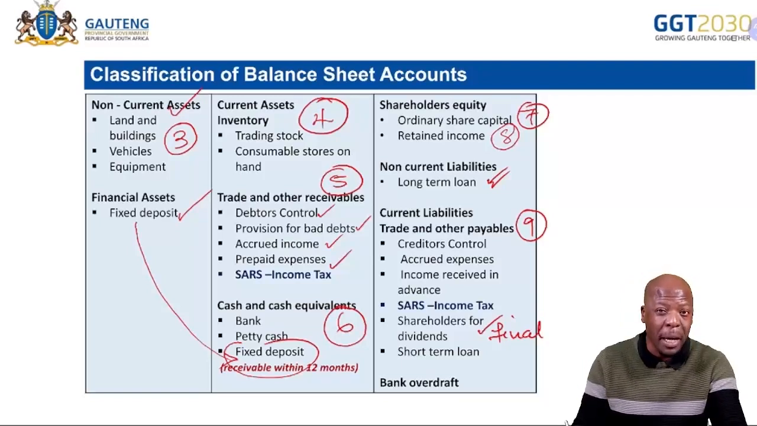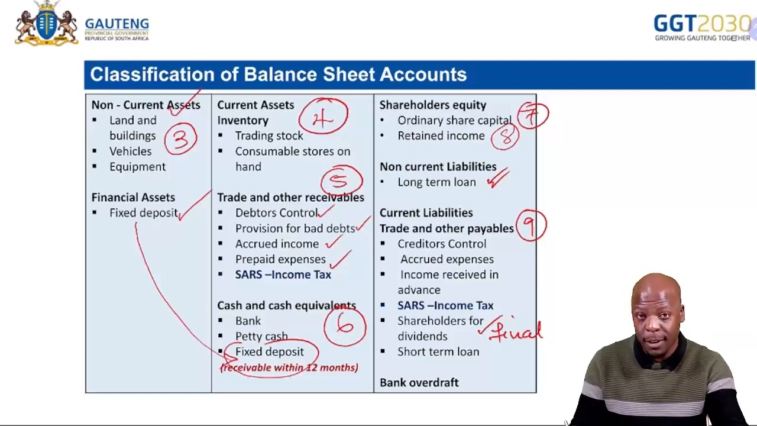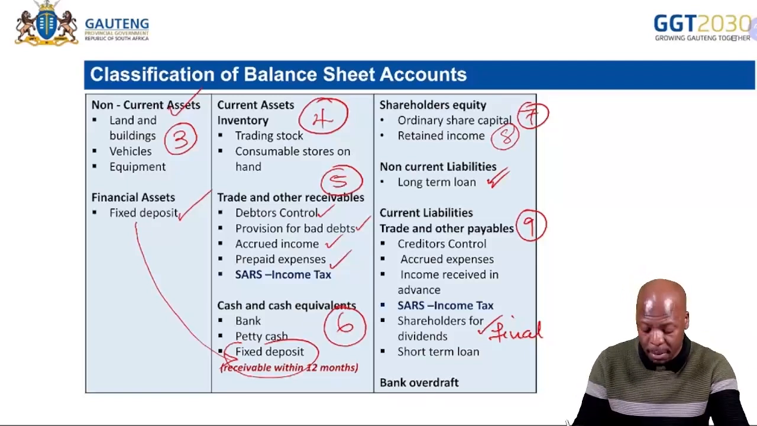The final dividend is never paid during the financial year. It will only be paid in the next financial year. Okay, so it goes on to our current liabilities as shareholders for dividends. You're going to see that in the balance sheet that I have prepared for you today.